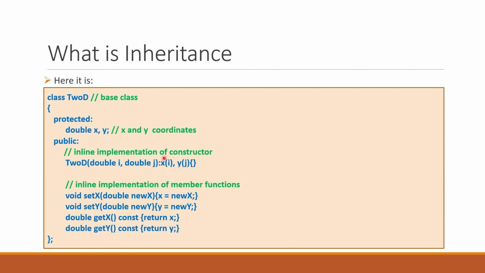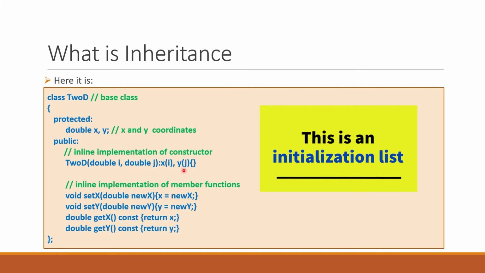If you had to guess what's happening here, you would probably notice how x has the same name as your member variable, and y has the same name as your member variable. So these two function calls here are initializing those values. x is set to the value of i, and y is set to the value of j. So here we have an initialization list in the constructor.